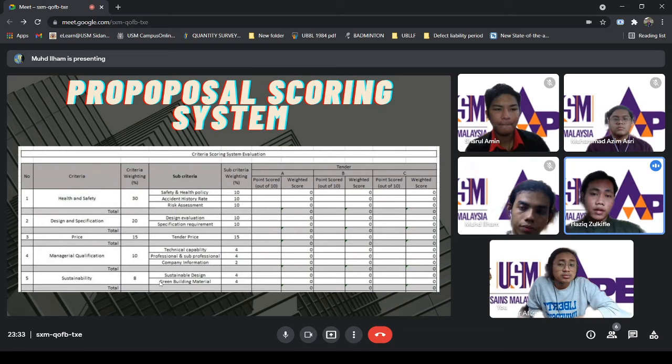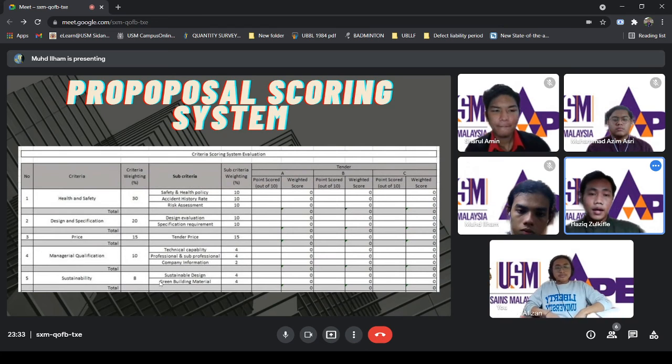Managerial qualification comes next, where excellent management will lead to better construction scheduling, of course. So the allocation of 10% weightage to this criterion is due to a lot of competent tenderers being available and willing to participate in this multi-million project. The sub-criteria technical capability and professional and sub-professional hold the same weightage, which is 4%, where these sub-criteria have equal importance. Company information holds the minor weightage, which is 2%, as this is just a basic need in submitting a tender.